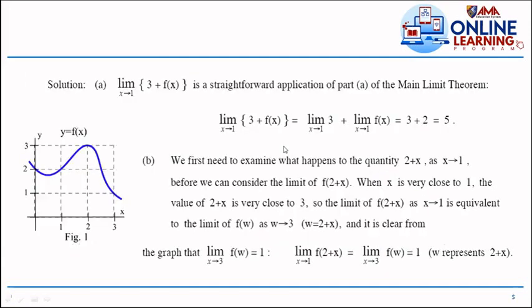Okay? Next, solution. Letter A, the limit of 3 plus f of x as x approaches 1 is a straightforward application of part A of the main limit theorem. So here, this is our Figure 1, this is our function. So this is our solution, this is our answer for letter A. The limit of the quantity 3 plus f of x as x approaches 1 is equal to the limit of 3 as x approaches 1. So again, we're going to use the distributive property.